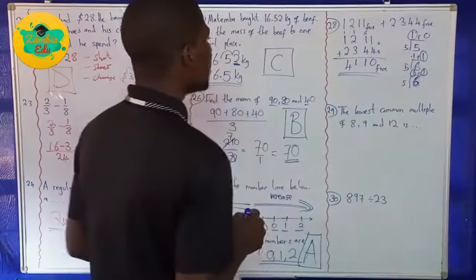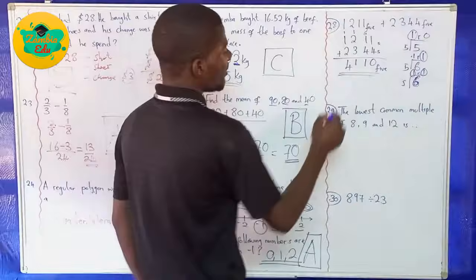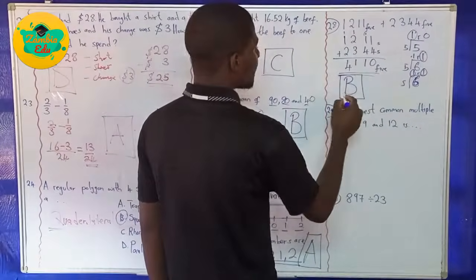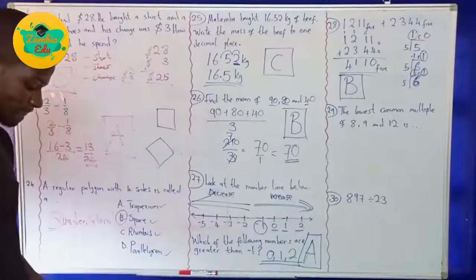4, 1, 1, 0, which came as option B. We move on to question 28.